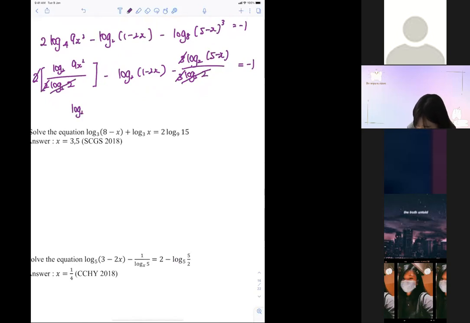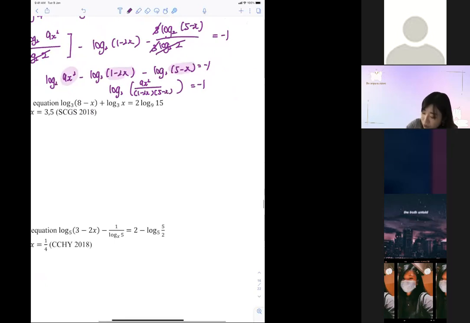You are left with log 2 of 9x squared minus log 2 of 1 minus 2x minus log 2 of 5 minus x equals minus 1. So we have log 2 of 9x squared. Check. Coefficient of log is 1 already. Minus means divide. So you have this, divide by this, divide by this. So 9x squared over 1 minus 2x times 5 minus x. Then final step, you don't want the log anymore. 2 to the power of minus 1 is half.